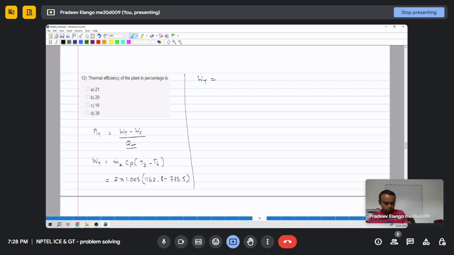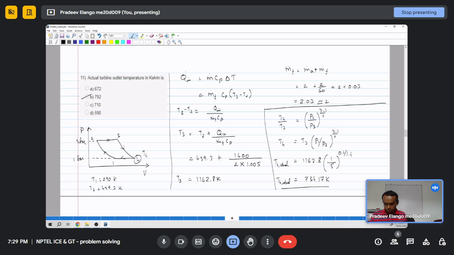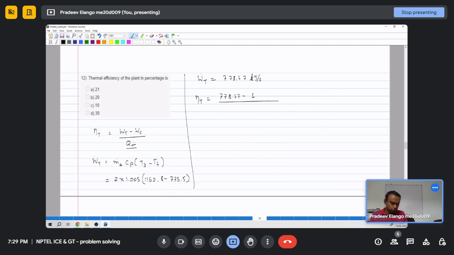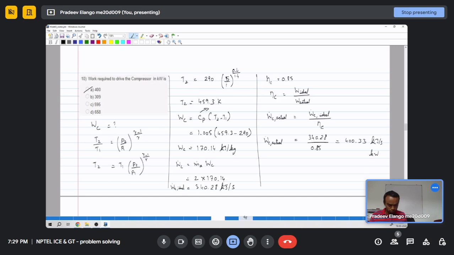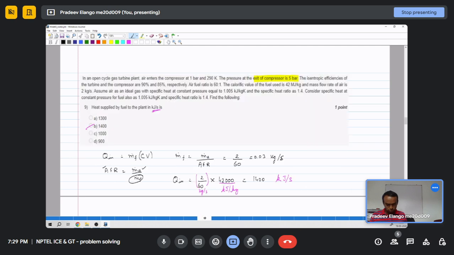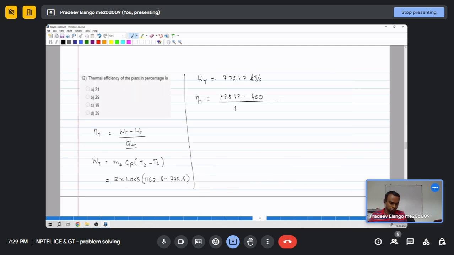So 778.47, this is kilojoule per second. So now the efficiency of the turbine is 778.47 minus compressor work. The compressor work is 400, and heat input is 1400. Can you calculate the efficiency?